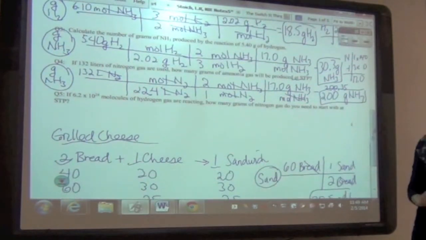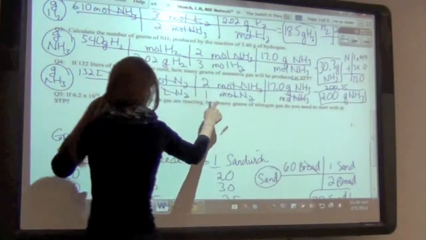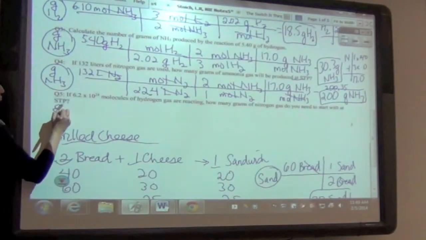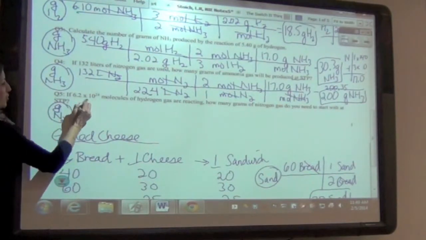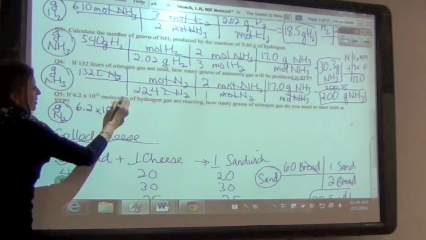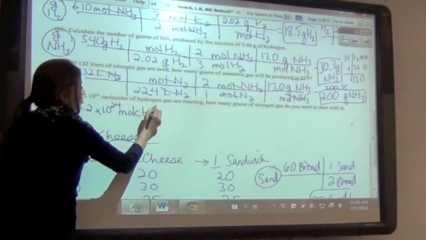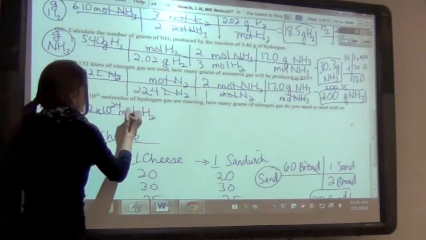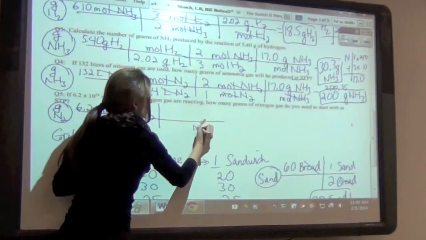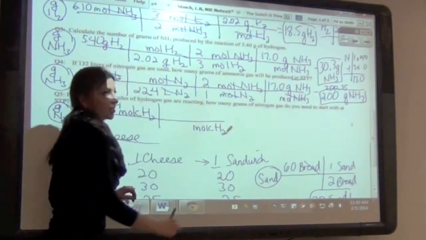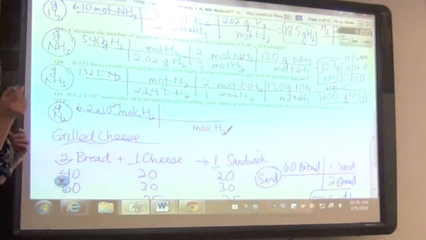All right, last one. Circle what you want again. Grams of nitrogen, which is N2. Write what you've got, 6.2 times 10 to the 24th molecules of H2, of hydrogen. Throw in a bridge and cross your units opposite. Molecules of hydrogen. Okay, question?